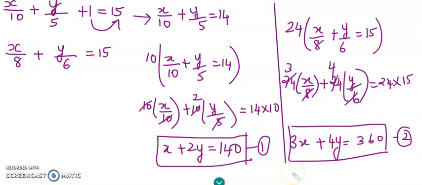So again, you can select any one variable. I think you can go for either y or x. It's one step because the LCM is in such a way. Okay. Next question.